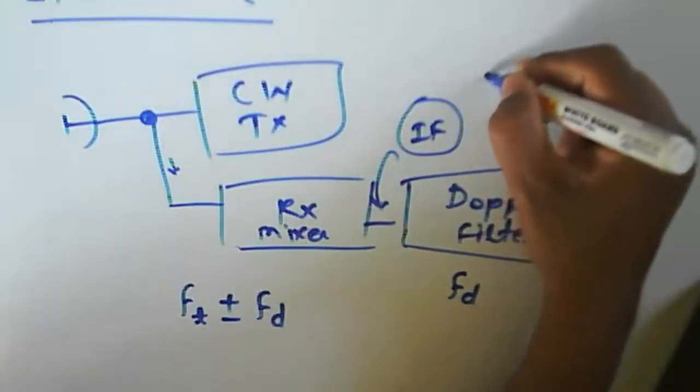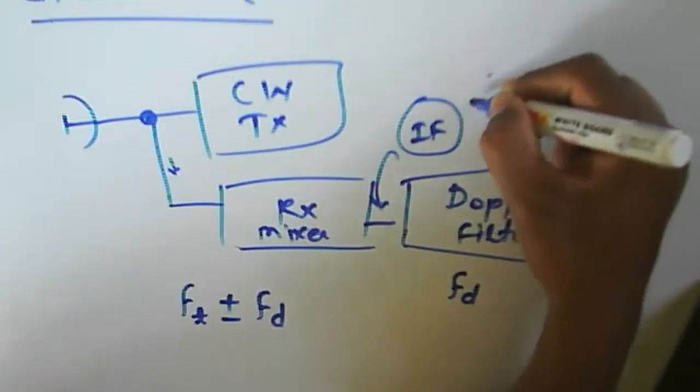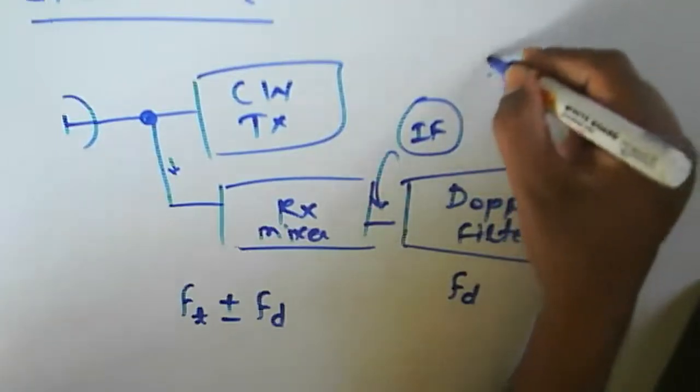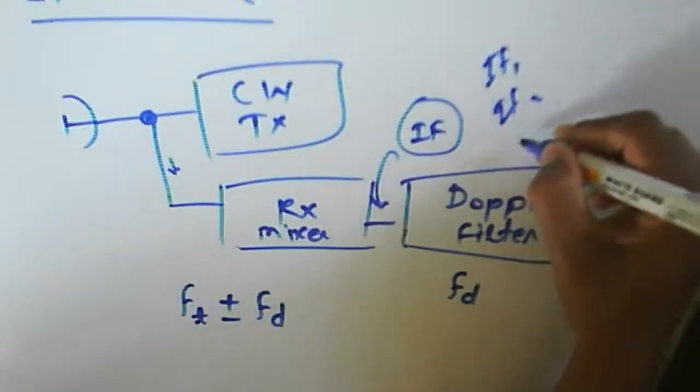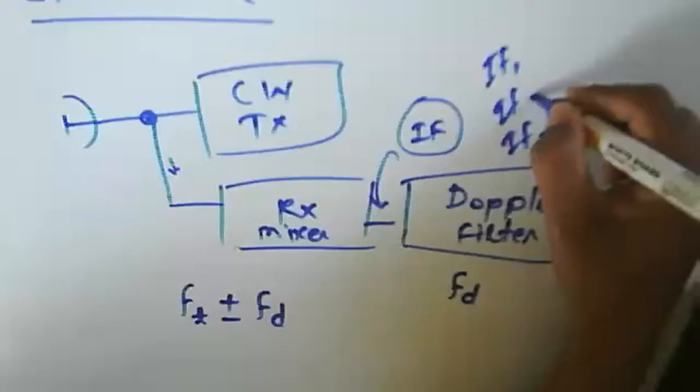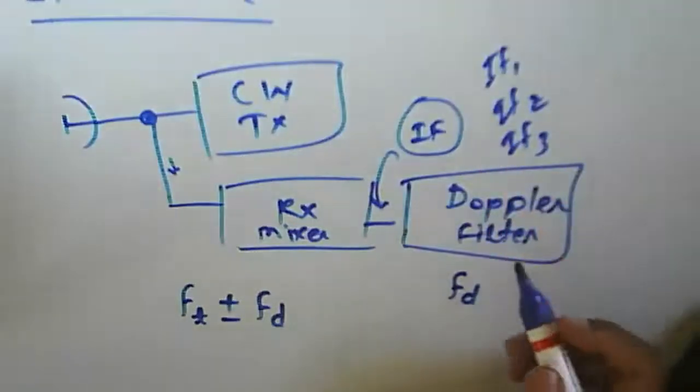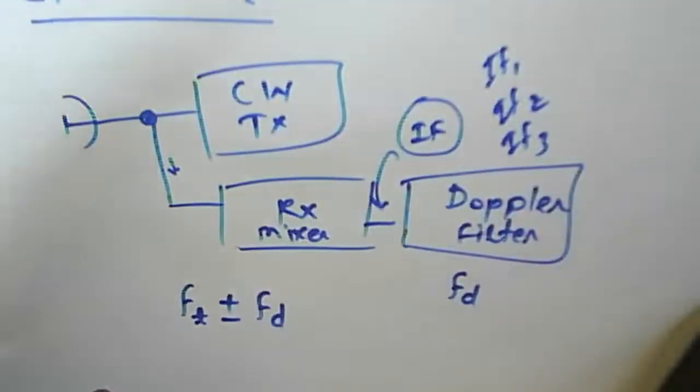So instead of that, we are supposed to use a various IF filter bank, that is IF1, IF2, IF3. Likewise, if we use a various filter bank, then the requirement of wideband operation will be satisfied, and then it will reduce the noise, and the sensitivity of the receiver will be improved.